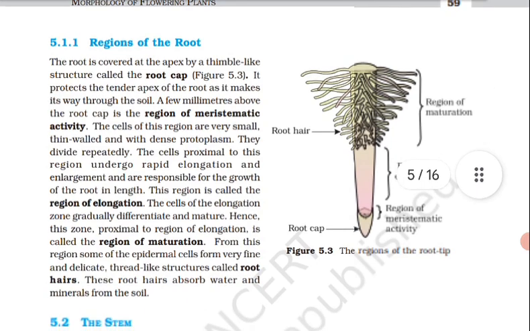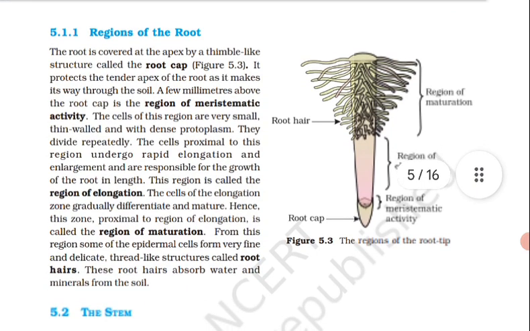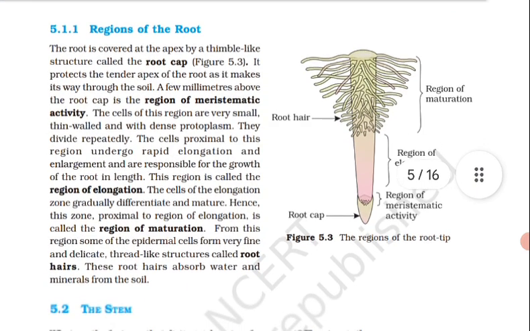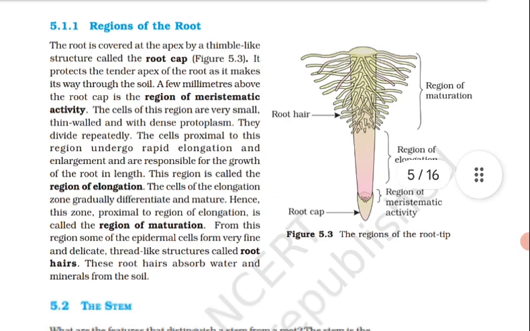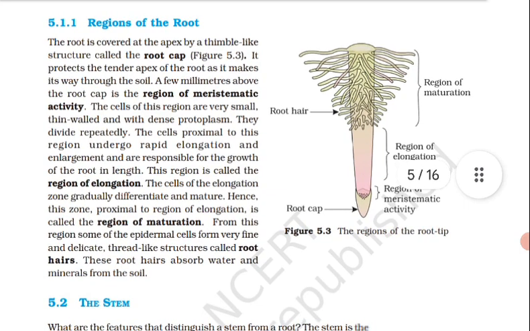Next is the leaf. The leaf is a lateral, generally flattened structure borne on the stem. It develops at the node and bears a bud in its axil. The axillary bud later develops into a branch. Leaves originate from shoot apical meristem and are arranged in an acropetal order.